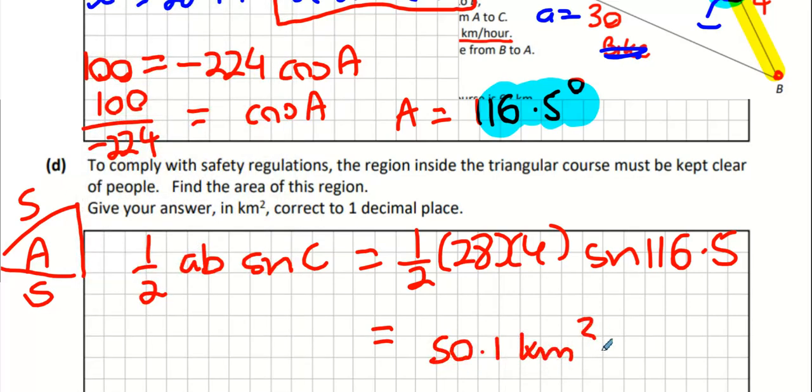Once again, I was checking my answers using the marking scheme on my phone, and 50.1 is the correct answer. Okay, so let's move on.